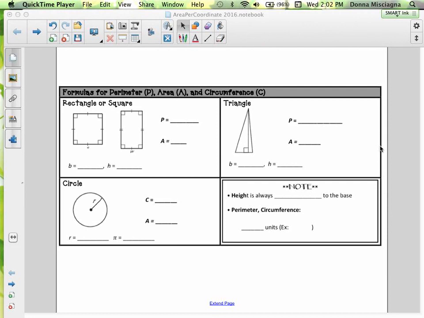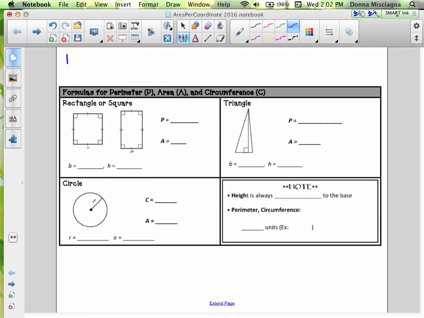Right, so this is in your notes, and on this page we're just going to review the formulas for perimeter. So perimeter is the measure of the outside. And area is the measure of the inside. Add this to your notes.